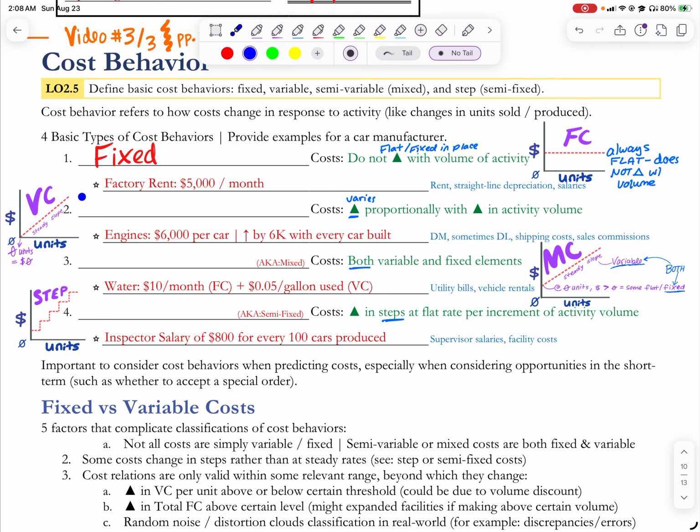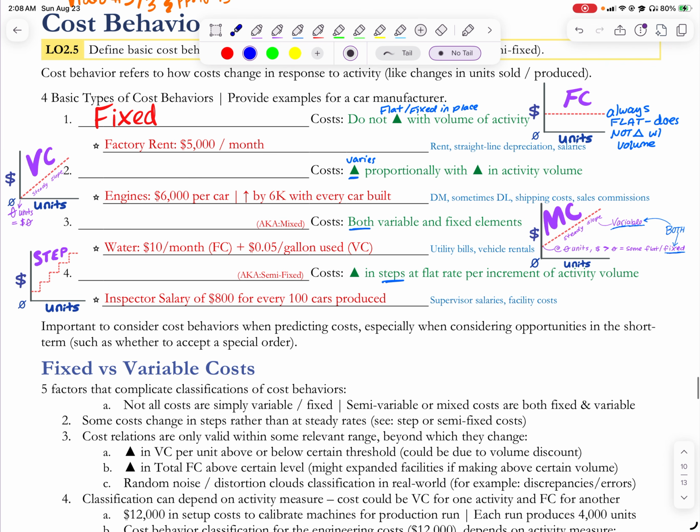So for a car manufacturer, that might be something like factory rent. Say they rent their building at $5,000 a month. It doesn't matter if I make one car, or if I make 10 cars, or 1,000 cars. My factory rent is $5,000 per month. A feature of a lot of fixed costs is that they're flat over time. They're not a function of the number of cars you make or number of cars you sell or anything like that. They're a function of just time. They do not flex with volume.